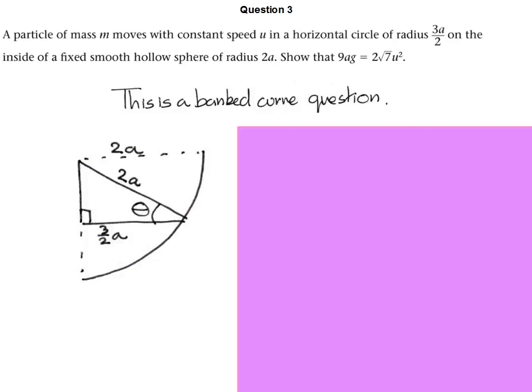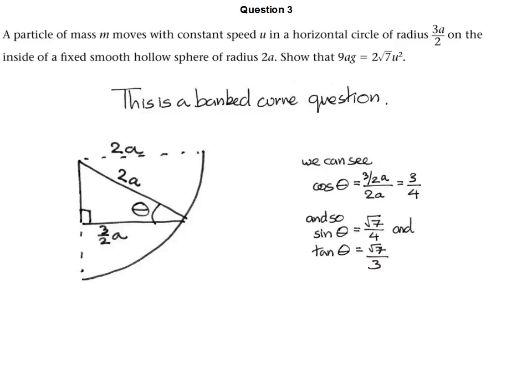So this is what the geometry looks like. We've got a sphere of radius 2a. We've been told the radius of the horizontal circle, which is 3 over 2 a. The angle we need is the angle marked on the diagram. And it's actually not too bad because that's a right angle triangle. We can work out all of this just using Pythagoras, and we're getting quite good at that. Well, Pythagoras and basic trigonometry.